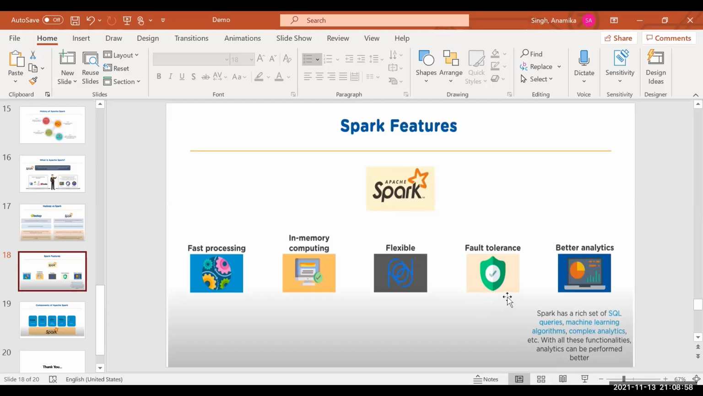Fault tolerance, because it will make sure that in any case we are not going to lose the data. Even if our job fails or something goes wrong, you will always have the backup and your job will start from that point. So it makes sure of that. And better analytics. So all these things are frequently used by Spark, and these are all the things which we are going to learn and cover.